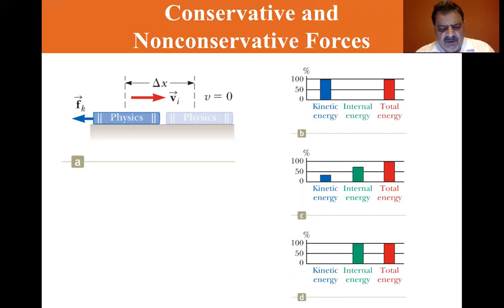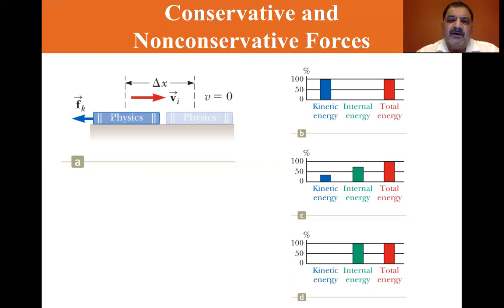Note the total energy bar in red doesn't change during this process. The amount of internal energy in the system after the book is stopped equals the amount of kinetic energy in the system at the initial instant. This is an example of conservation of energy, which we will explore in the next chapter.